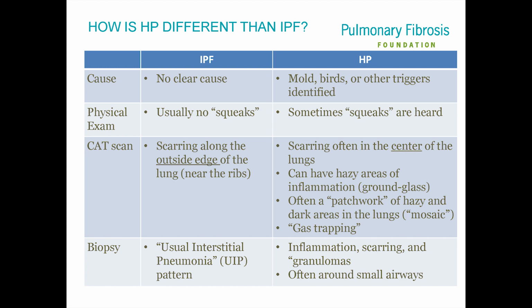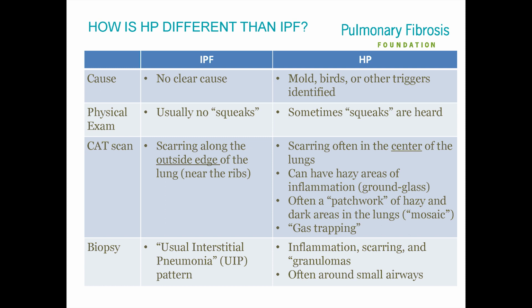And you may also, either on a CAT scan report or from your doctor, hear about gas trapping or air trapping. And this is just a finding on a CAT scan that suggests that there's inflammation or scarring in the small airways of the lungs, which sometimes we see with HP.